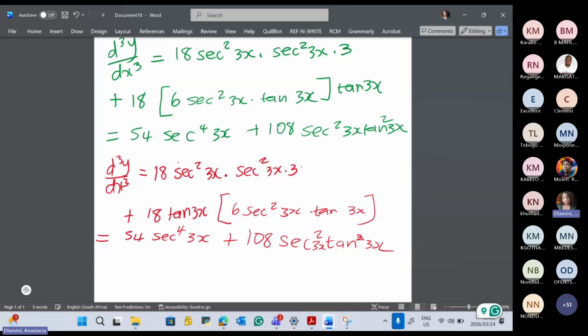Because everything we did here is correct. That's why I was checking. We're still ending at 108. We will not be at a disadvantage as students, right, for giving this answer? No.